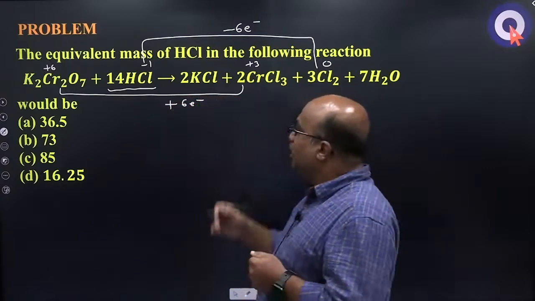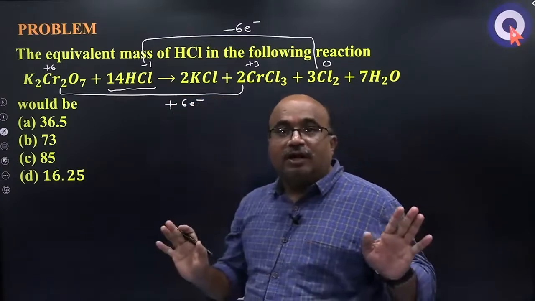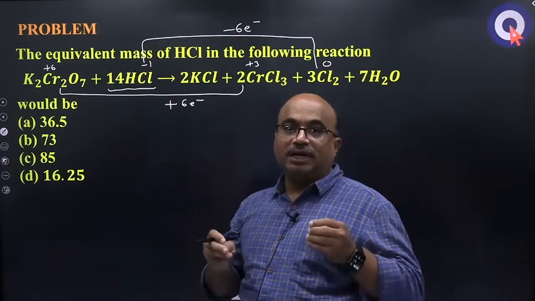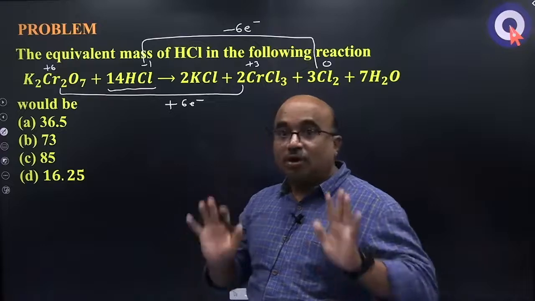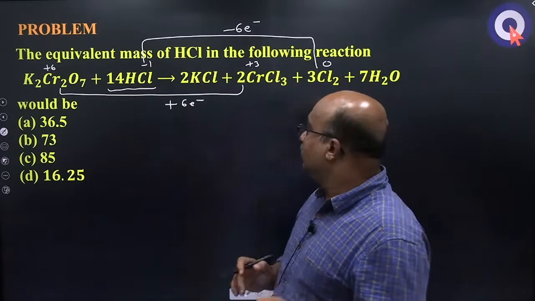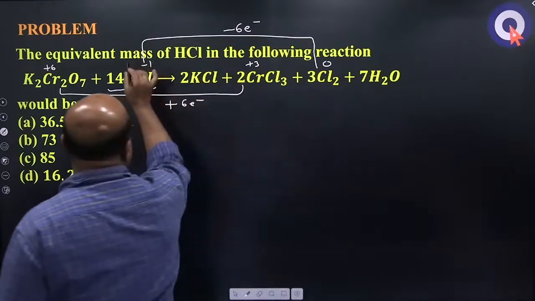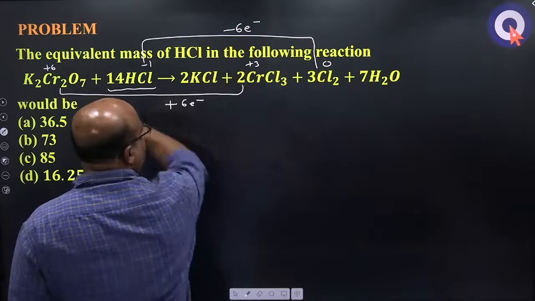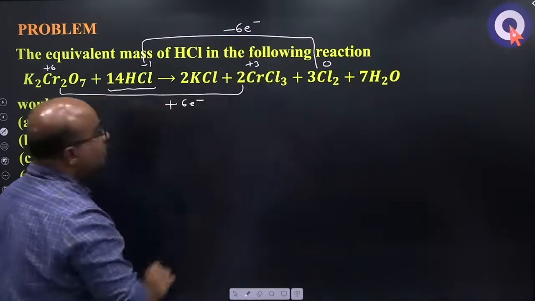Similarly, in this case, even if all 14 HCl are not completely oxidized, the total molecules of HCl involved is 14. So what do we see? These 14 molecules are involved, but totally 6 electrons are lost or gained. So the total electrons involved in this process is 6.